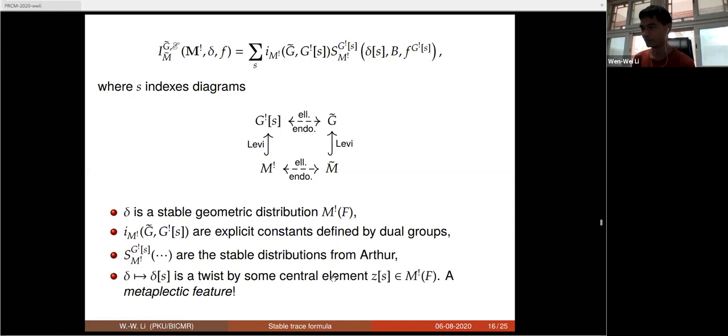This is a very funny phenomenon. To my knowledge, it only appears in the metaplectic case. If you don't twist it, it won't work.